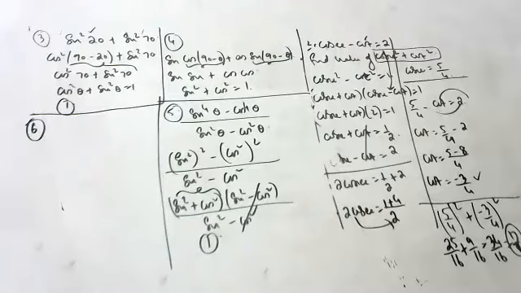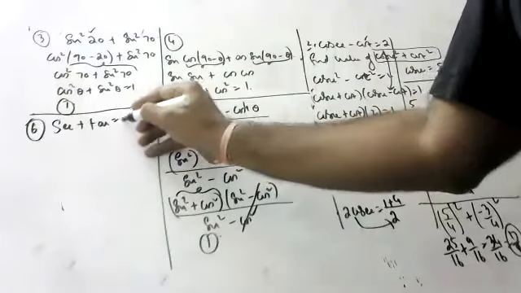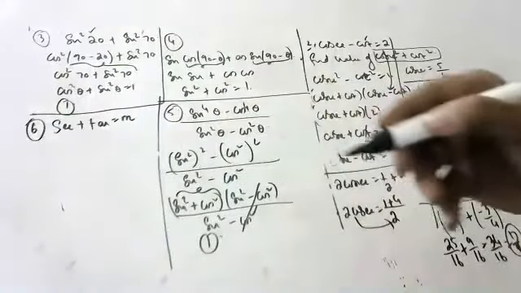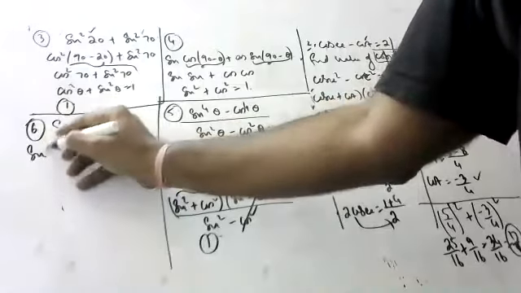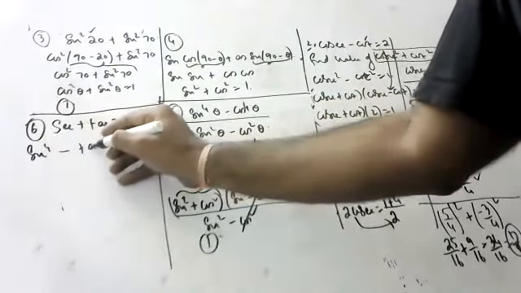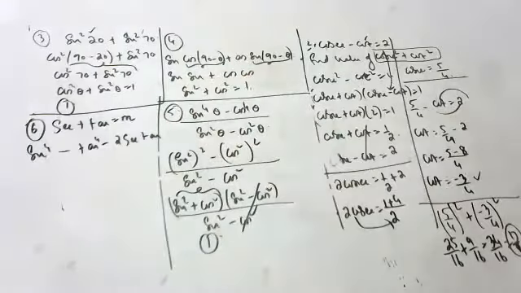Next, who will tell? Grishma, you tell. Secant plus tan is m. Find the value of secant 4 minus tan 4 minus 2 secant tan theta. This value I want.